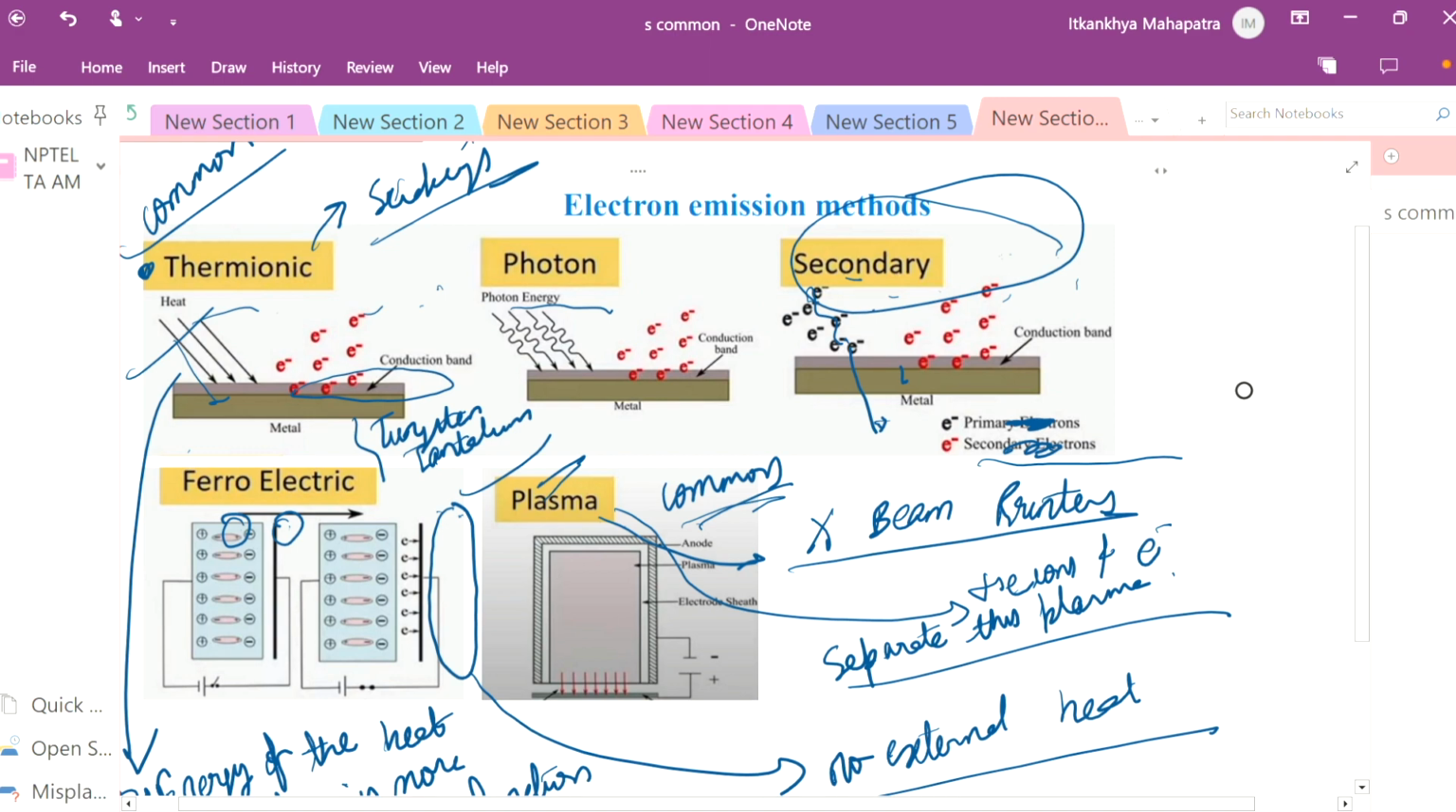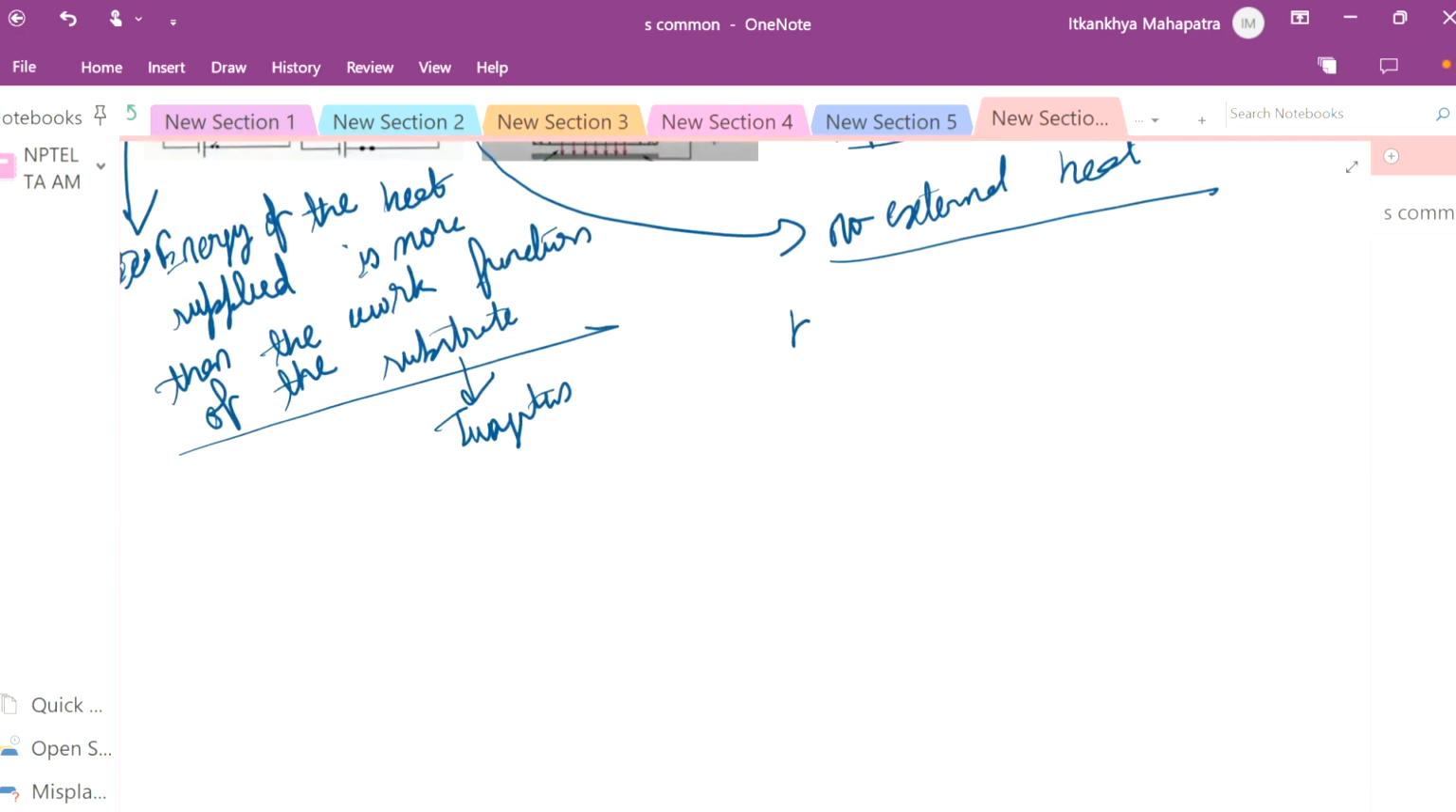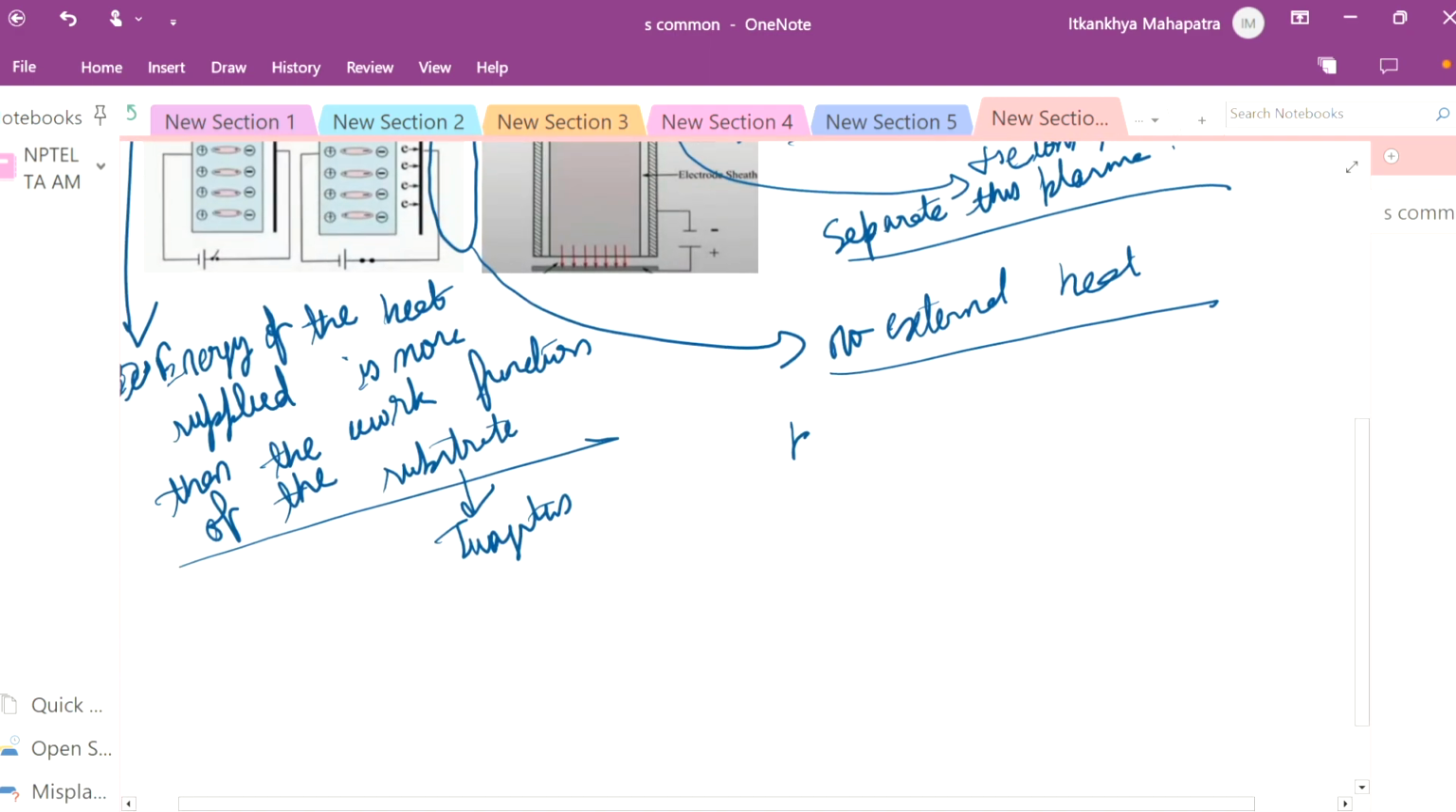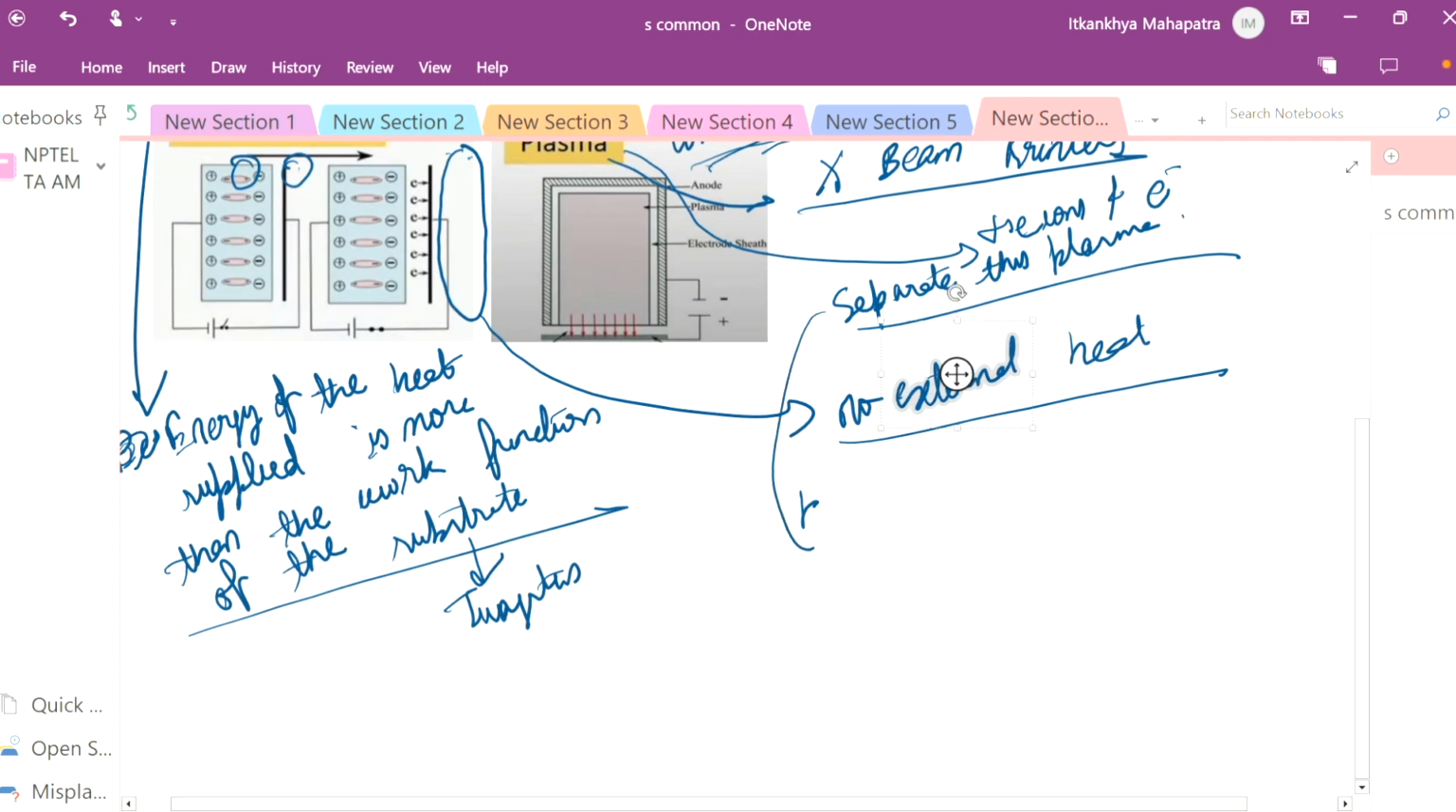Now the question is, how do we separate? By providing a suitable polarity.